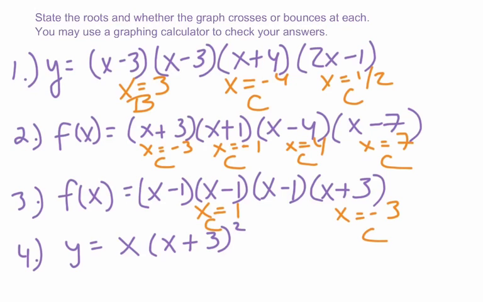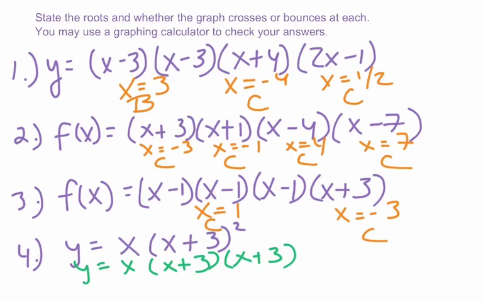Next one here, this one might also throw you a little bit. So we have y equals, and then just remember that x plus 3 all squared means x plus 3 times x plus 3. So we're using the exponent there as a shorthand. So I would do the easy part first.